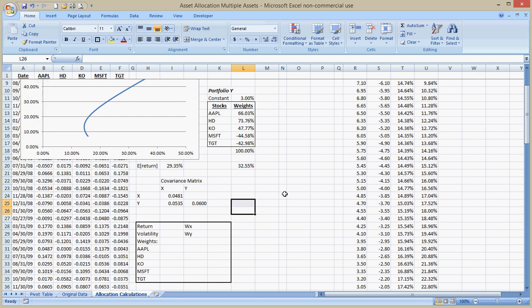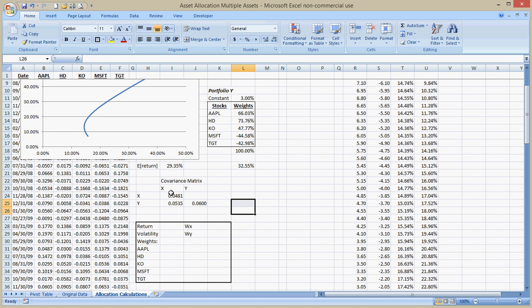In this video, we're finally going to be able to give the client some specific advice. So we've drawn this efficient frontier, and we say, all right, this is how you should invest, right? But if the client comes in and says, I want a 20% return, they would be right there on the graph. But exactly what volatility is that, and what combination of these 5 stocks, Apple, Home Depot, Coke, Microsoft, and Target, is that?